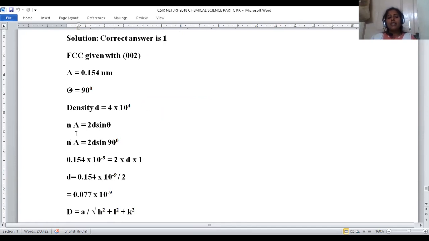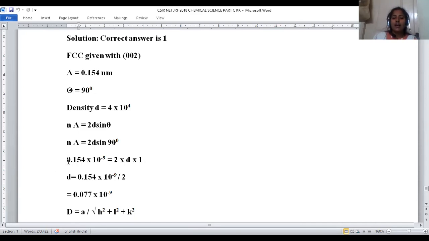Let us apply Bragg's law. N lambda is equal to 2d sine theta. So N lambda is equal to 2d sine 90 degrees. Theta value is provided as 90 degrees. Now 0.154 into 10 to the power minus 9, because the value is given in nanometers, it will be multiplied with 10 to the power minus 9, is equal to 2 into d into sine 90, and the value is provided as 1, right?